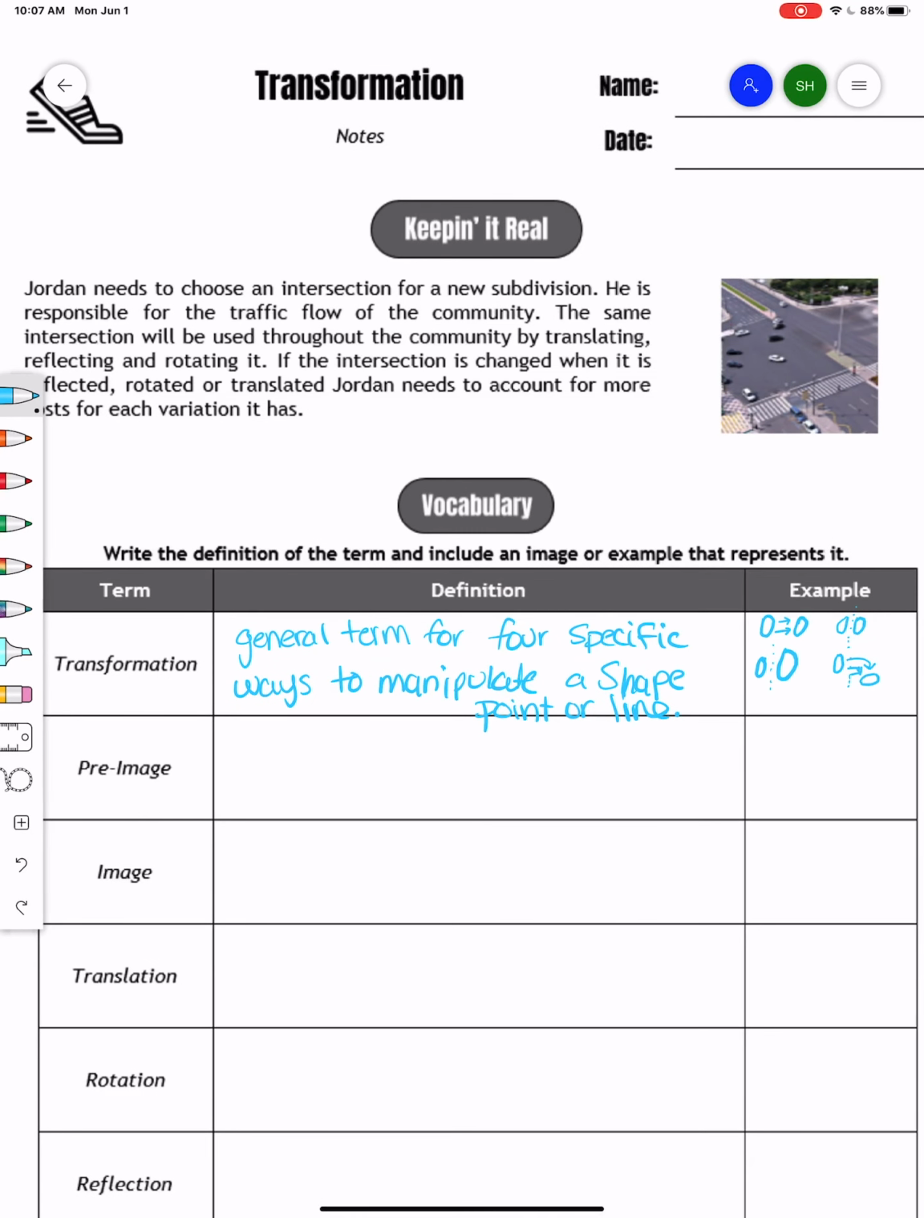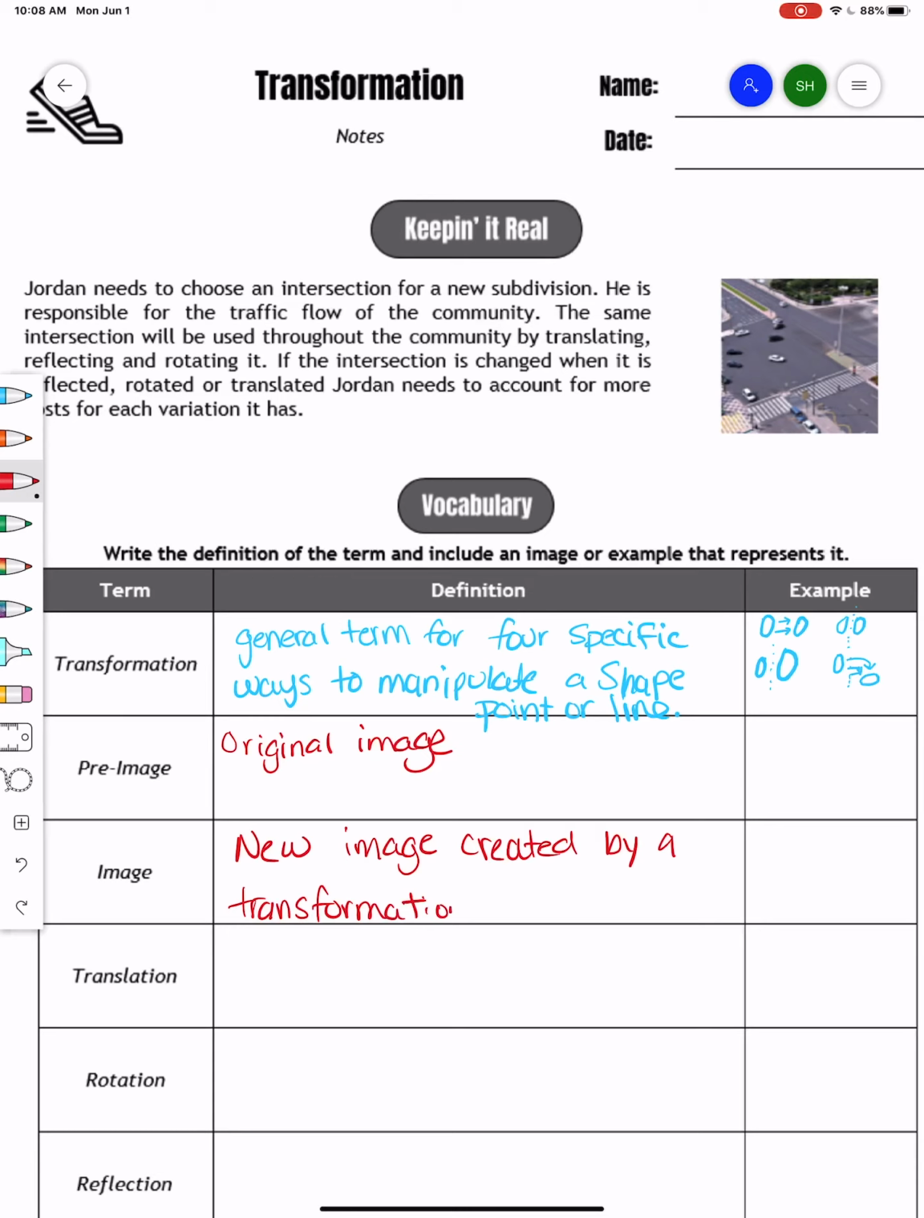Next, you have a pre-image. That is your original image. Your image is your new image that's created by a transformation of your pre-image.